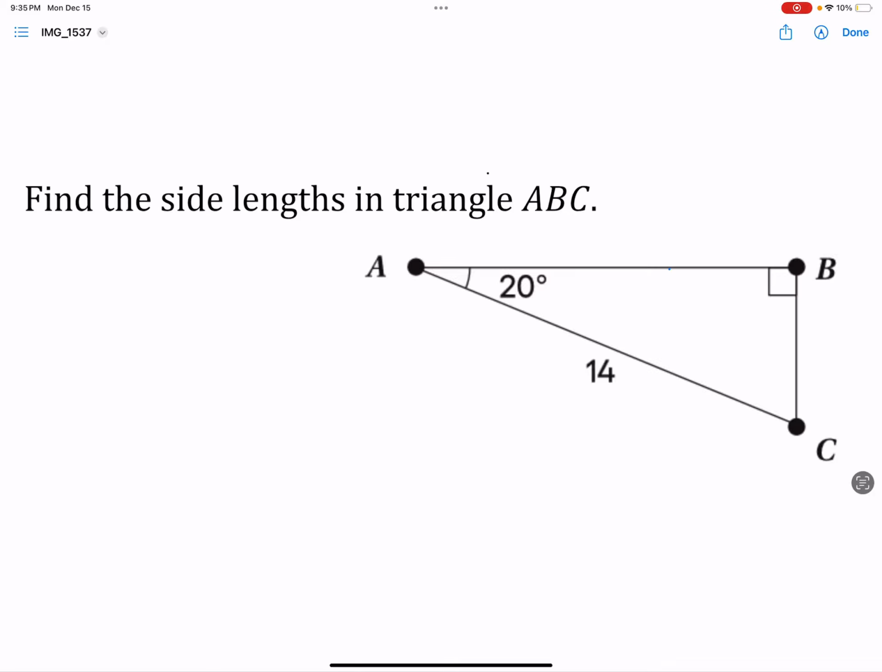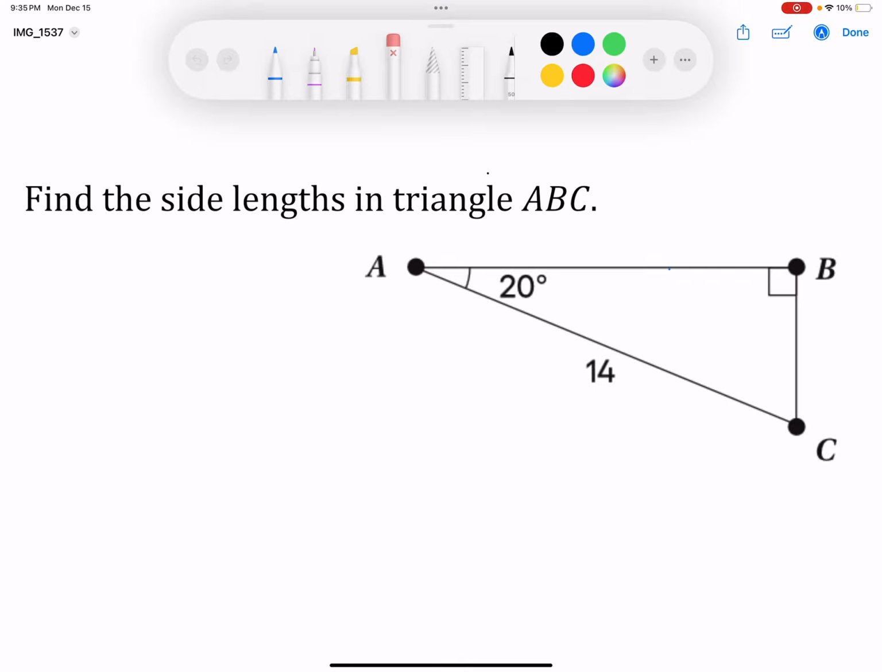Find the side lengths in triangle ABC. So first we need to identify which side length we want to find first. It could be either line segment AB or line segment BC, and the order does not matter. So I will start with line segment AB. I will label that as x.